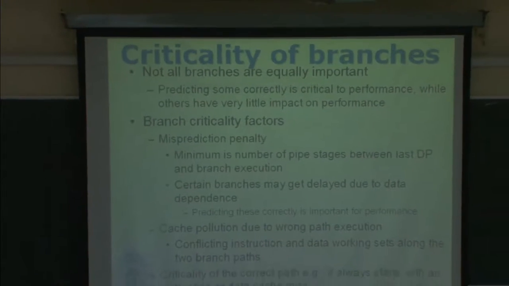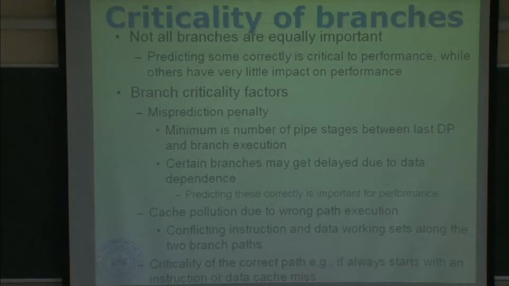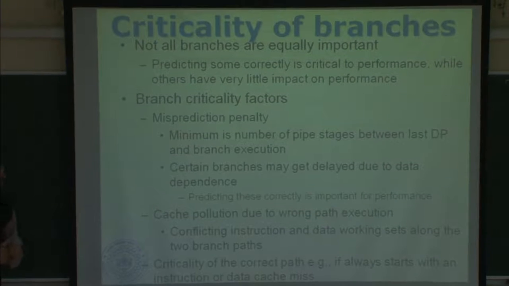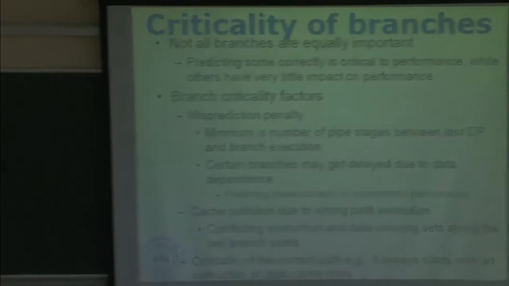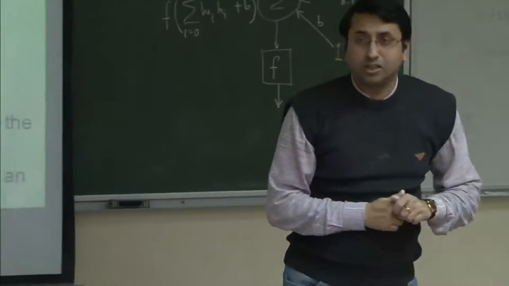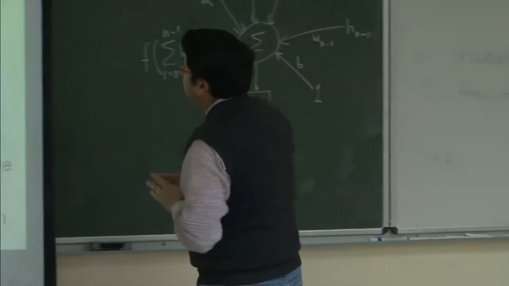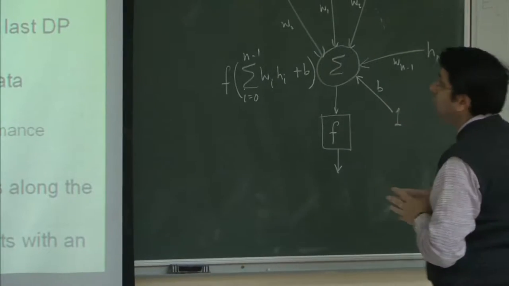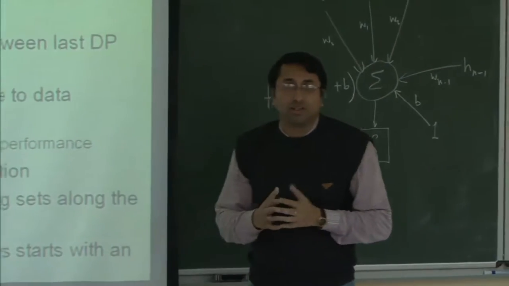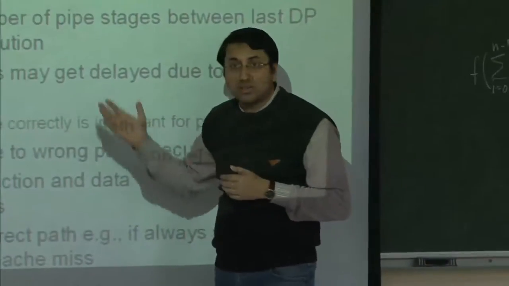So one problem that cuts across all this prediction research is criticality of branches. And here the main point is that not all branches are equally important. So you might end up investing a lot of time trying to predict a branch which is not very important. That's not really a good thing to do. Predicting some correctly is critical to performance, while others have very little impact on performance. So it is known that all branches are not equally critical. The question is, why is that? So here's a list of factors that often influence your branch criticality.